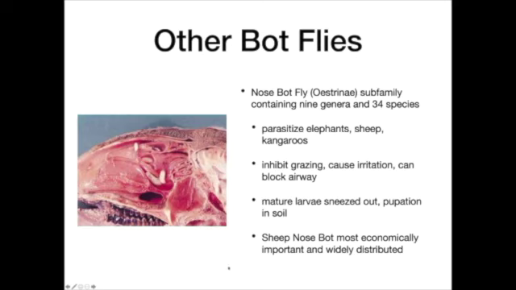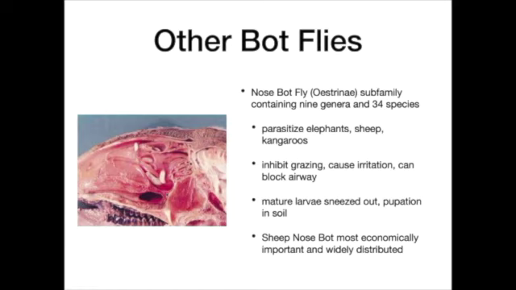Other botflies include the nose botfly. This subfamily contains 9 different genera and over 30 species. They are usually somewhat species specific, and they can parasitize all kinds of different warm-blooded mammals such as elephants, sheep. There's one that's known to infect kangaroos. They prevent grazing. You can see here, this looks like one. You can see these larvae are up in the upper nasal cavity of this particular animal here.